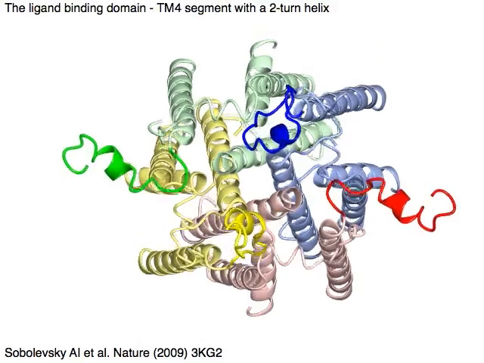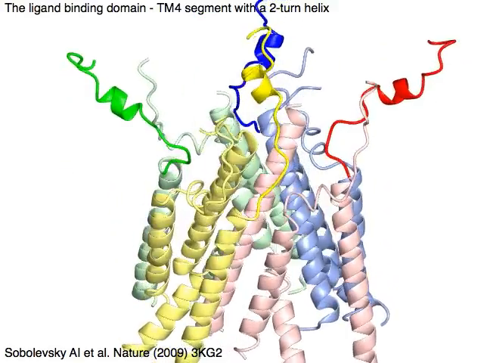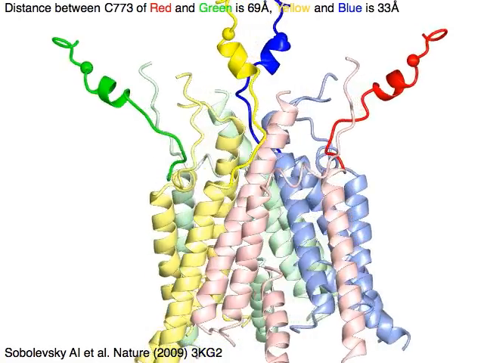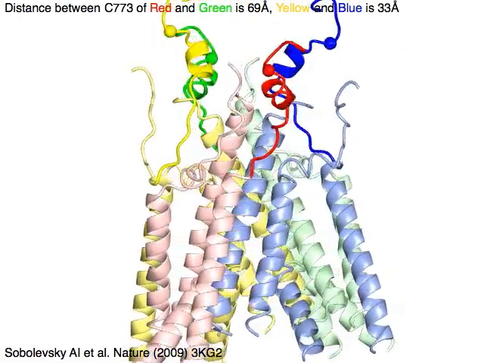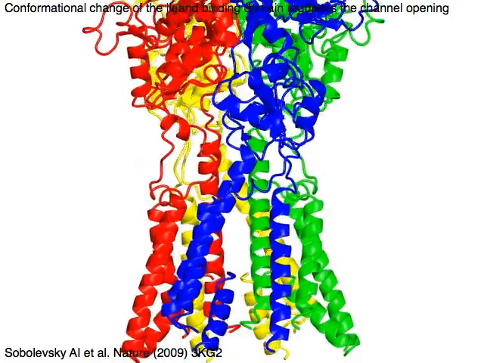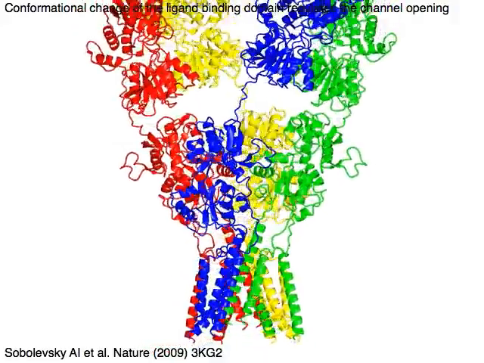The ligand-binding domain, TM4 segment with a two-turn helix. Distance between C773 of red and green is 69 angstroms, yellow and blue is 33 angstroms. Conformational change of the ligand-binding domain regulates the channel opening.